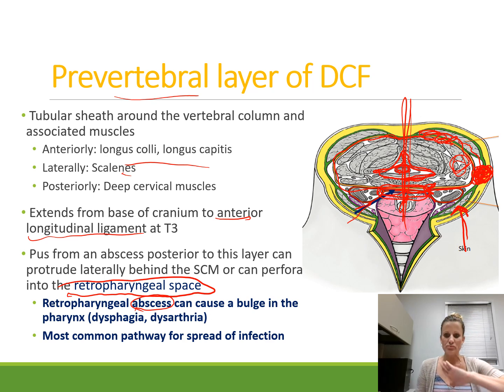When the bulge is protruding into the pharynx or the throat, patients will have dysphagia and dysarthria. Dysphagia is difficulty swallowing. Dysarthria is difficulty speaking. Again, this is important because this is the most common pathway for the spread of infection. The retropharyngeal space is the most important space where we see infection spreading in the neck.